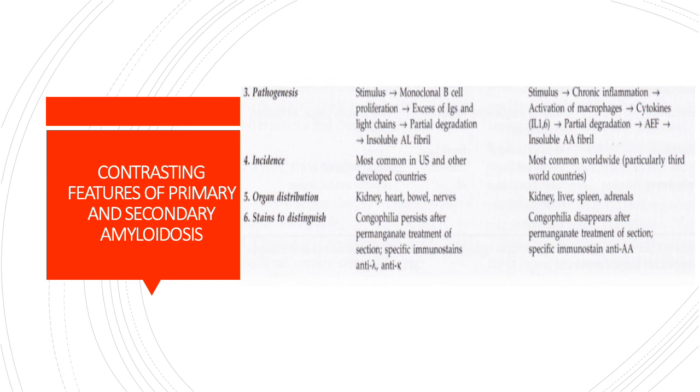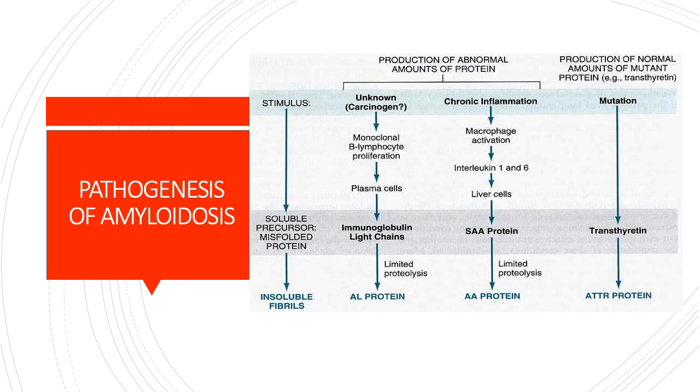Stains to distinguish: in primary, congophilia persists after permanganate treatment of the section, and specific immunostains can be used like anti-lambda, anti-kappa. And in case of secondary, congophilia disappears after permanganate treatment of the section, and there is specific immunostain for anti-amyloid associated protein. Pathogenesis I already mentioned. See, there is a stimulus and there is excess protein, and it is not degraded, so it gets deposited. Okay, it's a common logical pathway. Now coming to primary and secondary: primary is B cell neoplasm. Secondary is chronic inflammation, that is amyloid associated protein.